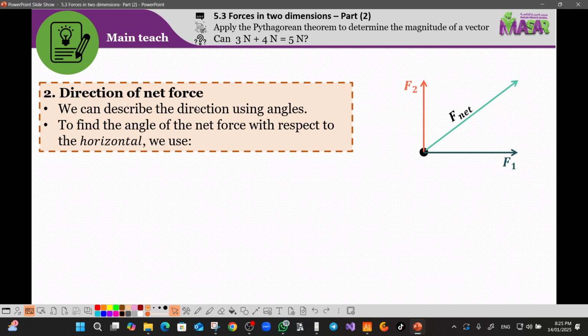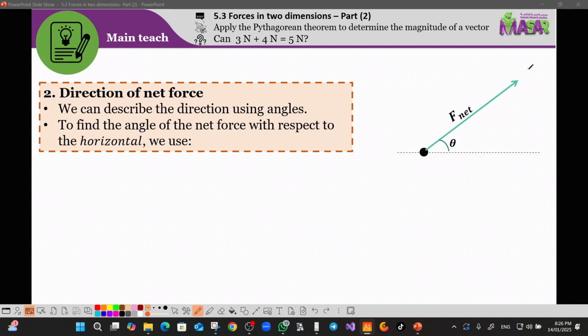From now on, we're going to define the direction to be the angle between the horizontal axis and the Fnet. Always, we measure the angle from the horizontal to the given vector. If the measurement is from the x-axis to the desired vector in the counterclockwise direction, then this angle should be written as a positive angle, for example, plus 30 degrees.